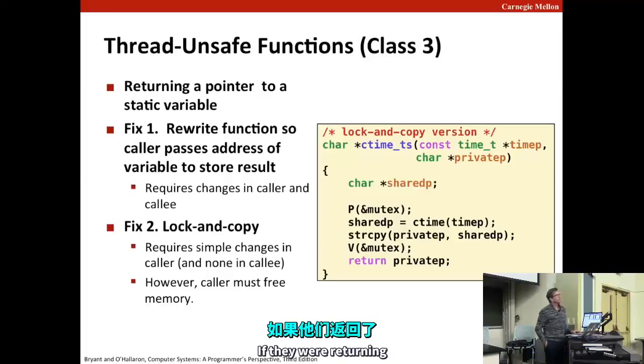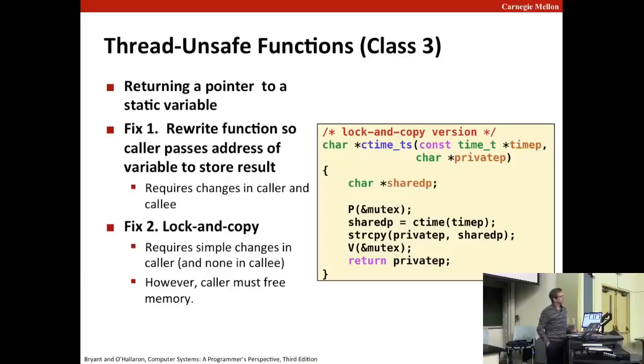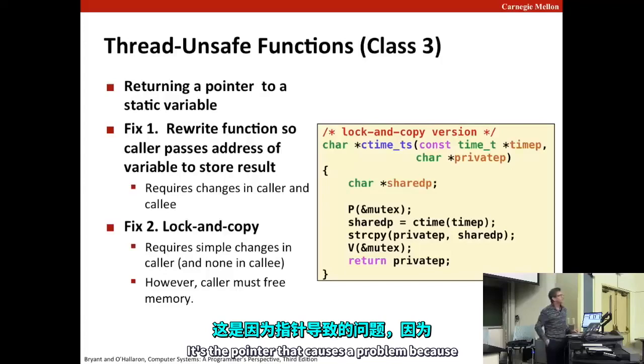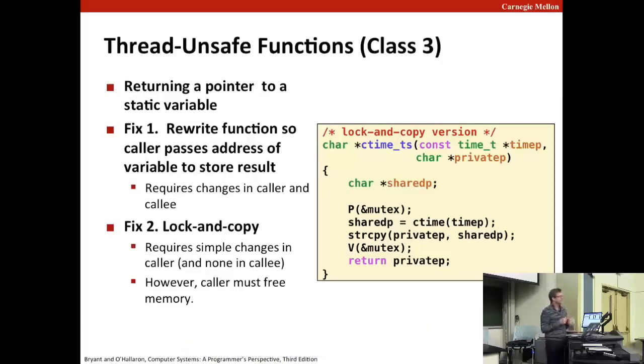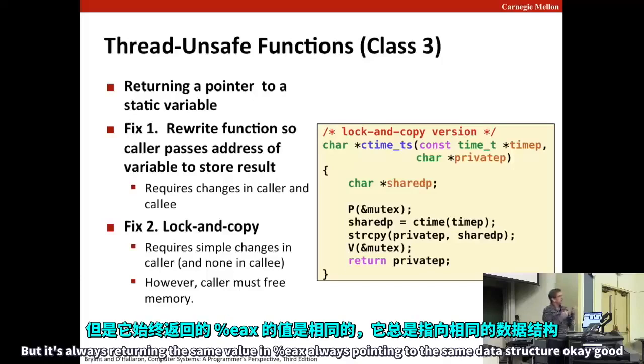If they were returning scalars, those scalars would always be returned in EAX or RAX, right? So actually that would be okay. It's the pointer that causes the problem, because it's always returning the same value in EAX, always pointing to the same data structure. Okay, good.